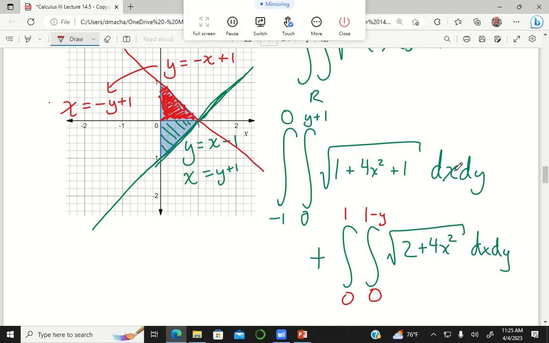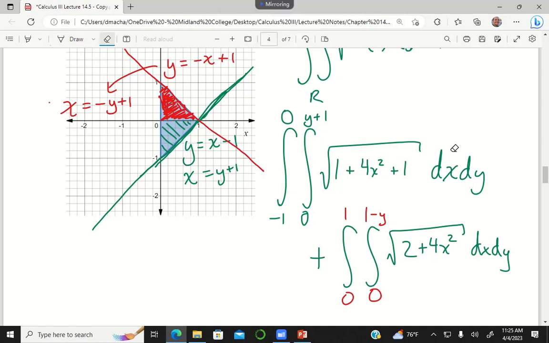Okay, so that's how I would do it if I was going to do it dx dy. I should also get the same answer if I tried to do this dy dx. So for the sake of practice, let's do it dy dx now.